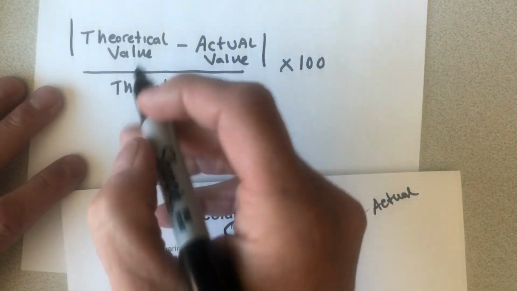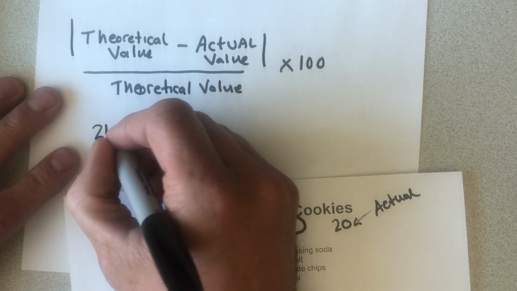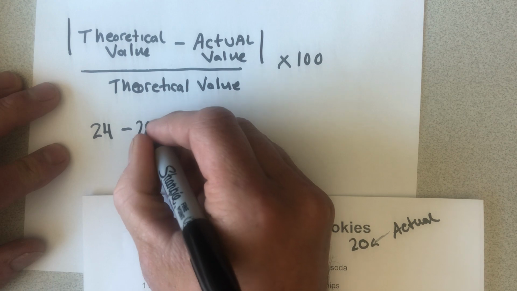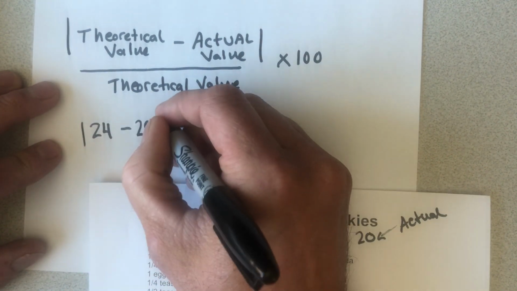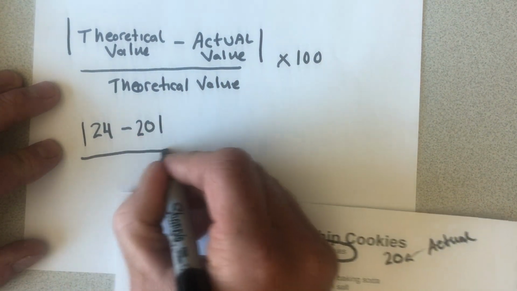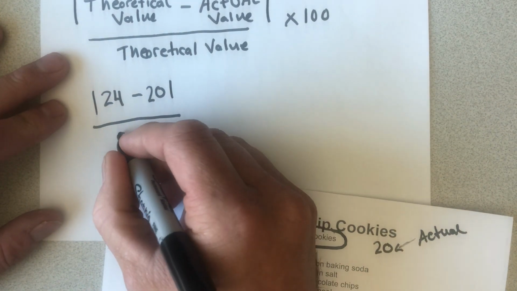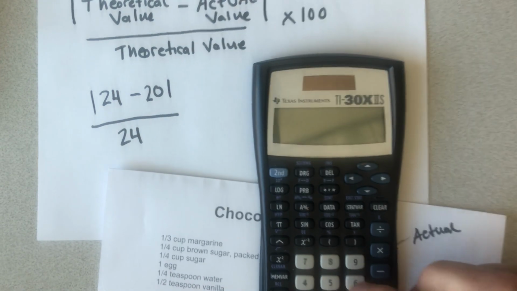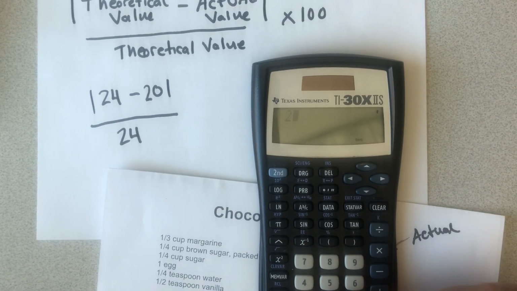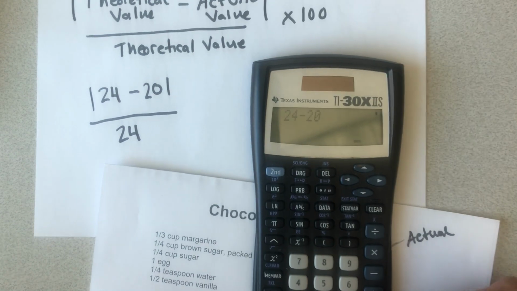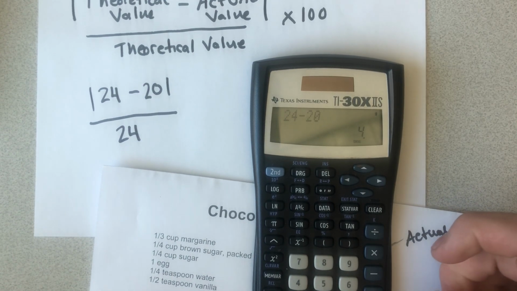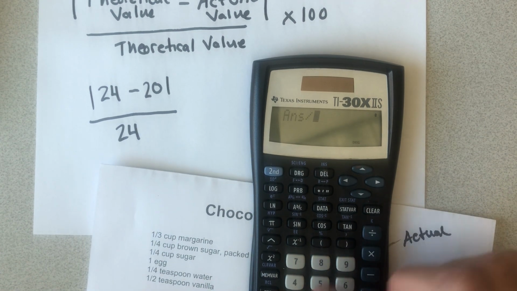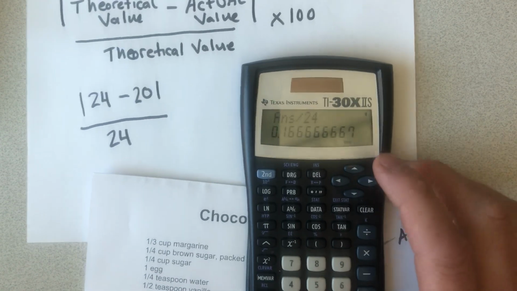So here we go with our theoretical value of 24 cookies. We're gonna minus the actual value of 20 cookies, take the absolute value of that difference and divide it by the theoretical value of 24 cookies, okay? So 24 minus 20, I think I can even do that in my head. That's 4, just like I thought, okay? And then we're gonna divide that 4 by 24.